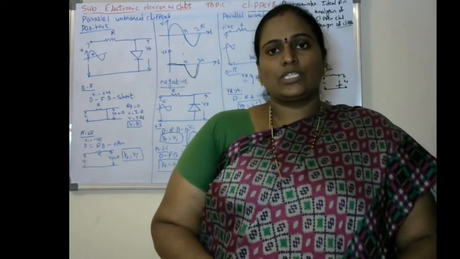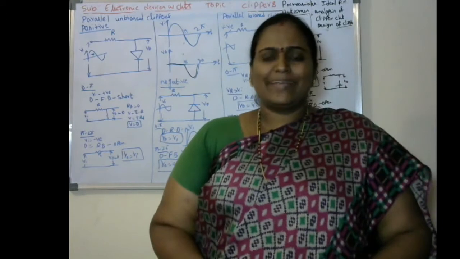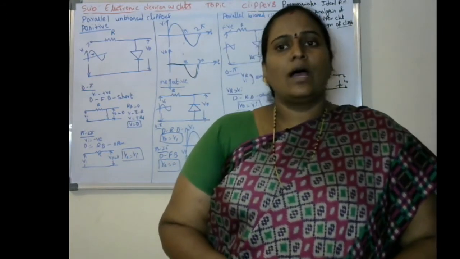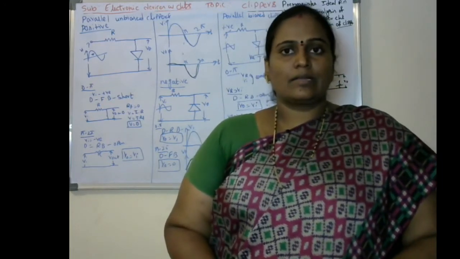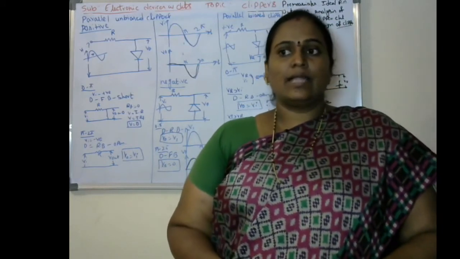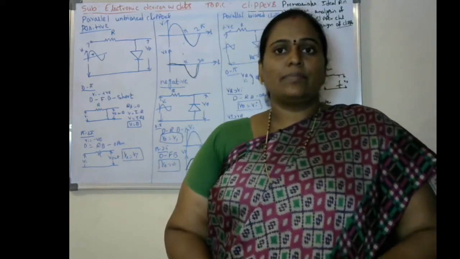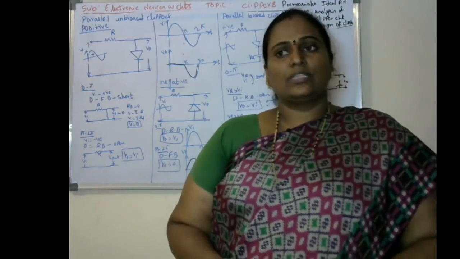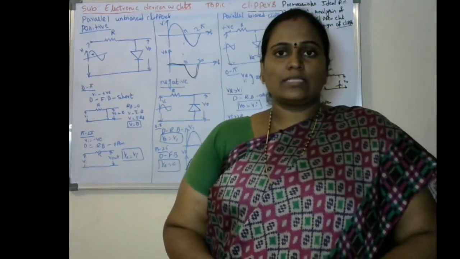In the previous lectures, we already discussed clippers. Removing some part of a signal is called clipping, and we discussed the classification of clippers like series clipper and parallel clipper. In the series, it is again classified as biased and unbiased, and in parallel also it is classified into biased and unbiased cases. Biased is nothing but when we apply an external reference voltage. If we are not applying any reference voltage, it is called unbiased.